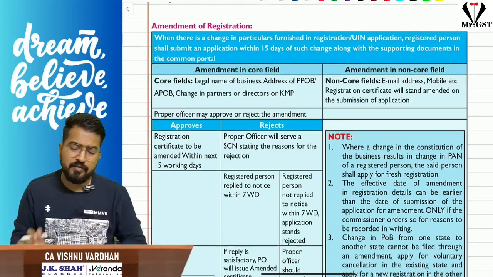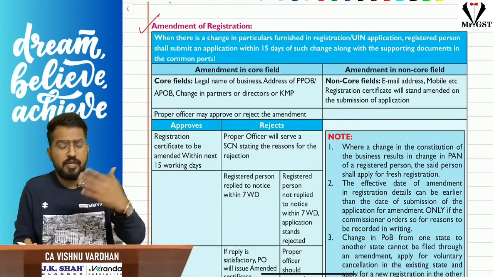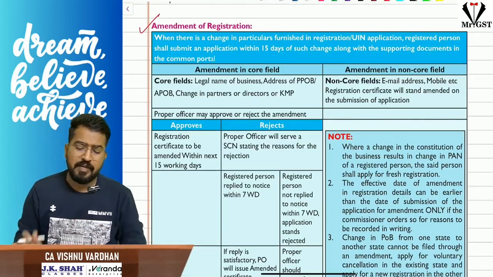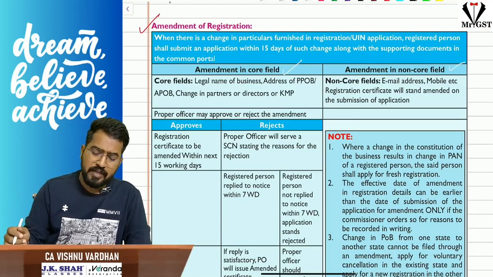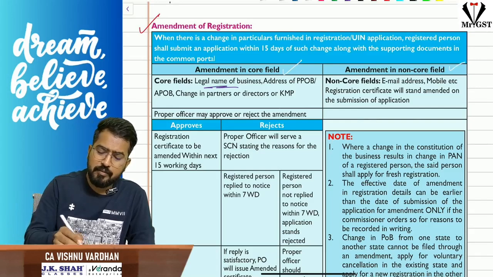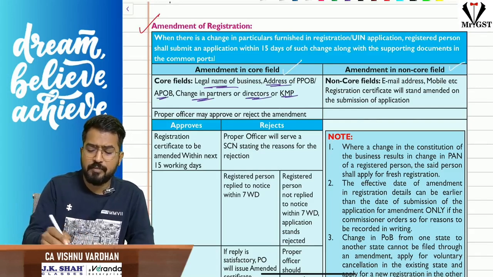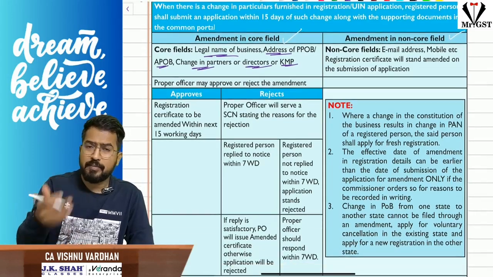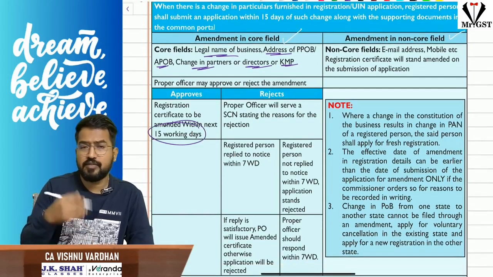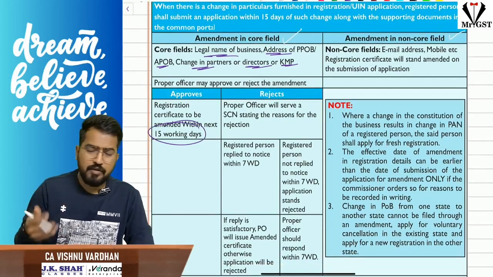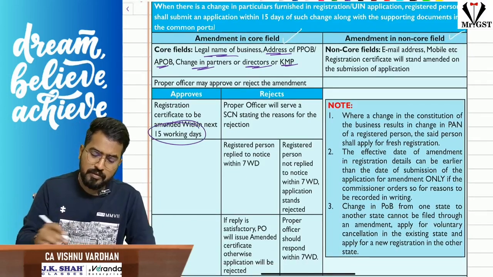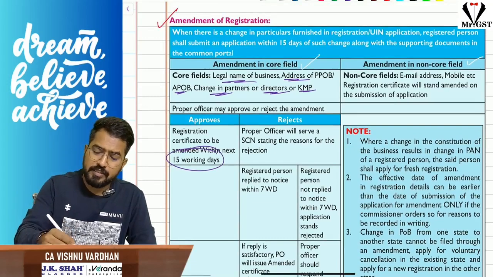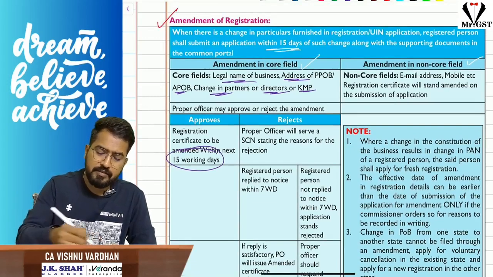And amendment of registration is also similar to the registration procedure. Here in amendment, there are 2 things: core field areas and non-core field areas. Core field areas are, for example, legal name of the business, address of the principal place of business or additional place of business, change in partners or directors or key managerial personnel. Then you should apply for the amendment within 15 working days of the change, and the proper officer will process that. So you should apply within 15 days.